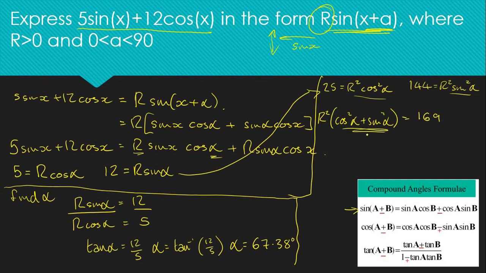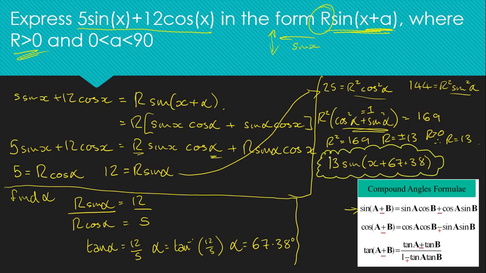Now, from year 1, you should know that that is equal to 1. And so you'll find that r squared is equal to 169, which means that r is equal to plus or minus 13. But as r is greater than 0, therefore r is equal to 13. Okay? And so the form that we wanted was 13 sine of x plus 67.38.